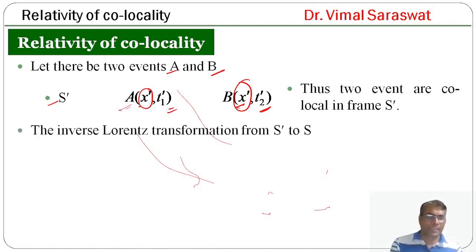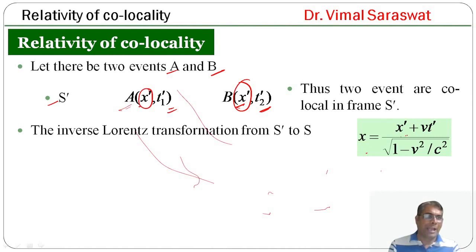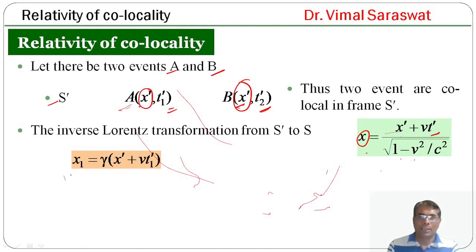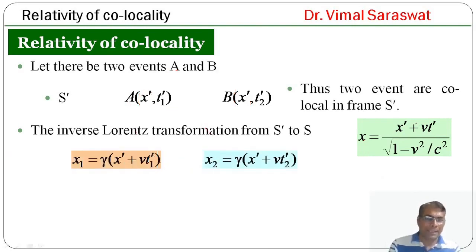The inverse Lorentz transformation from frame S dash to S: x equals (x dash plus v t dash) upon root of 1 minus v square by c square. Now x is replaced with x1 and t dash is replaced with t1 dash. So x1 equals gamma into (x dash plus v t1 dash), and for event B, x equals x2 and t dash is equal to t2 dash. So x2 equals gamma into (x dash plus v t2 dash), because 1 upon root of 1 minus v square by c square is gamma.